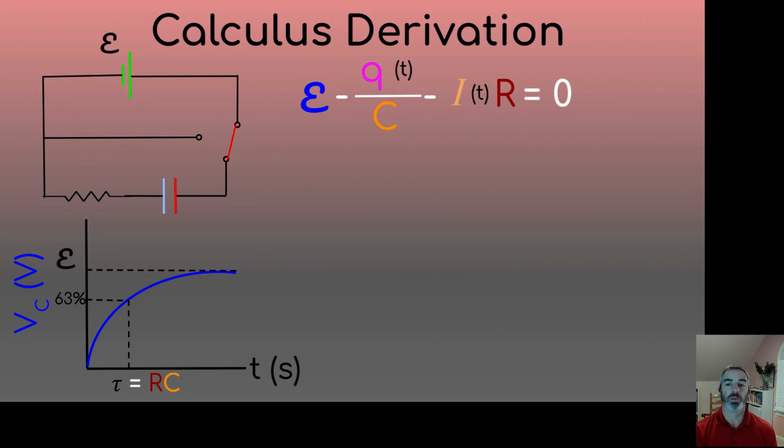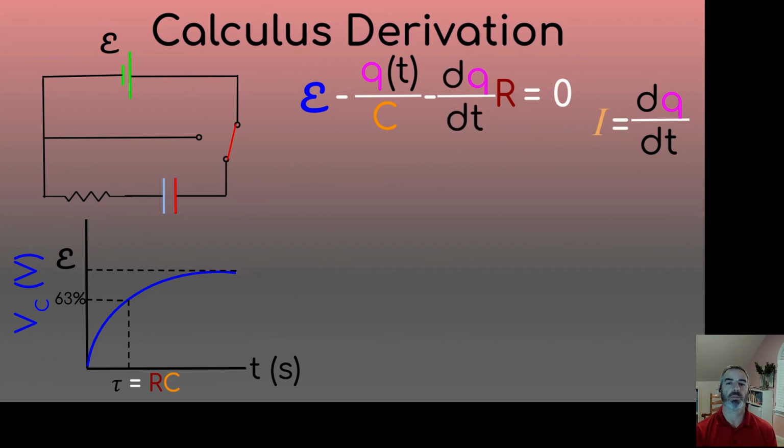So now what we're going to do is write a differential equation. Again, if you're not in calculus, you can skip forward in the video. Since charge is changing per time, that means current is changing per time. So we can substitute I is dQ over dt into our equation times R.